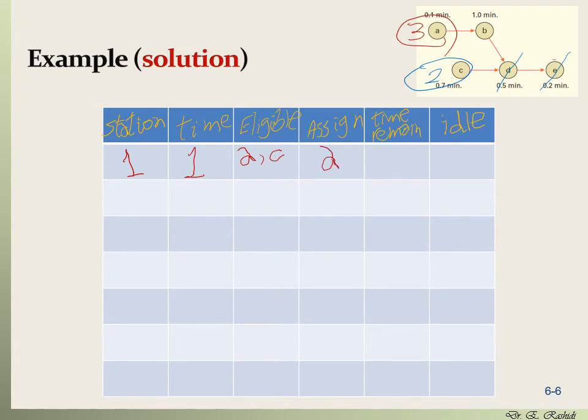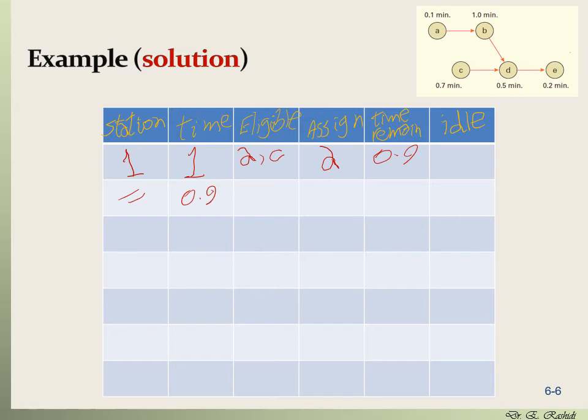How much time is left if we assign task A? Task A would require 0.1 minute of processing time. So this means that if we assign it to workstation 1, there's going to be 1 minus 0.1, or 0.9 minutes left in workstation 1. This is task A, workstation 1.